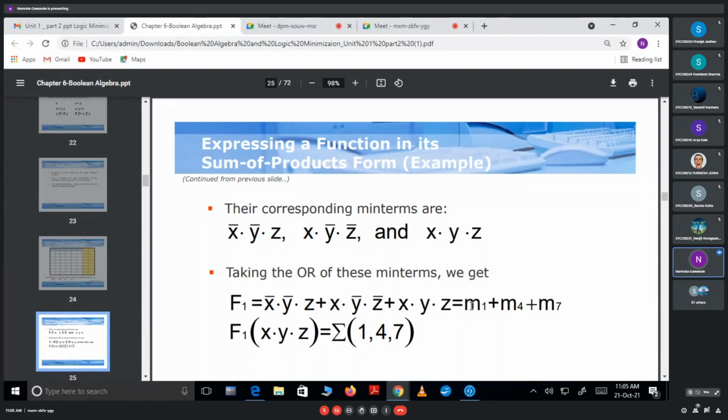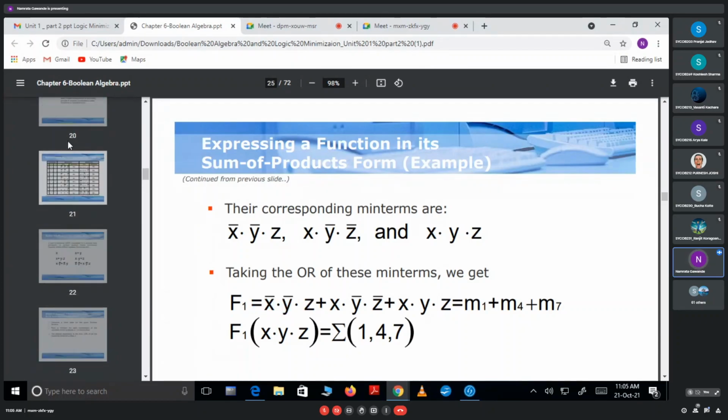Now after that what you can see, equal to, what is this M1? That is the designation, the short name that is given to this particular term, right? That is M1 that we have seen in this particular table.